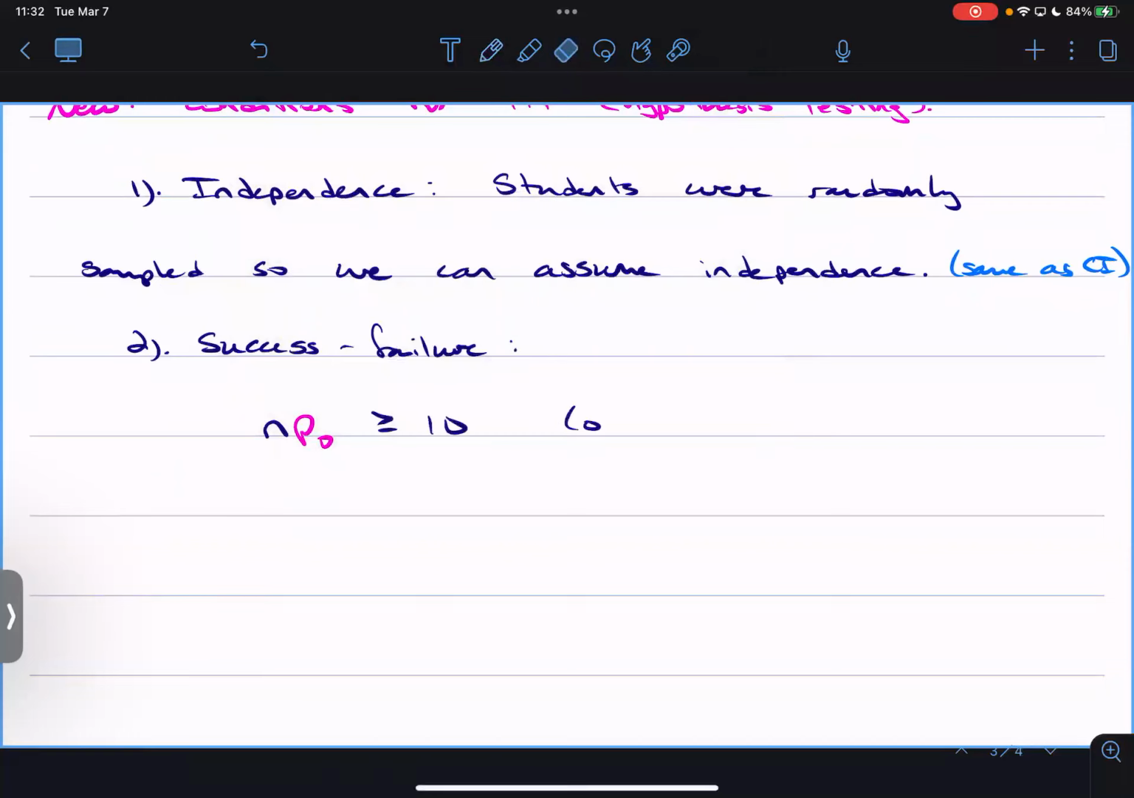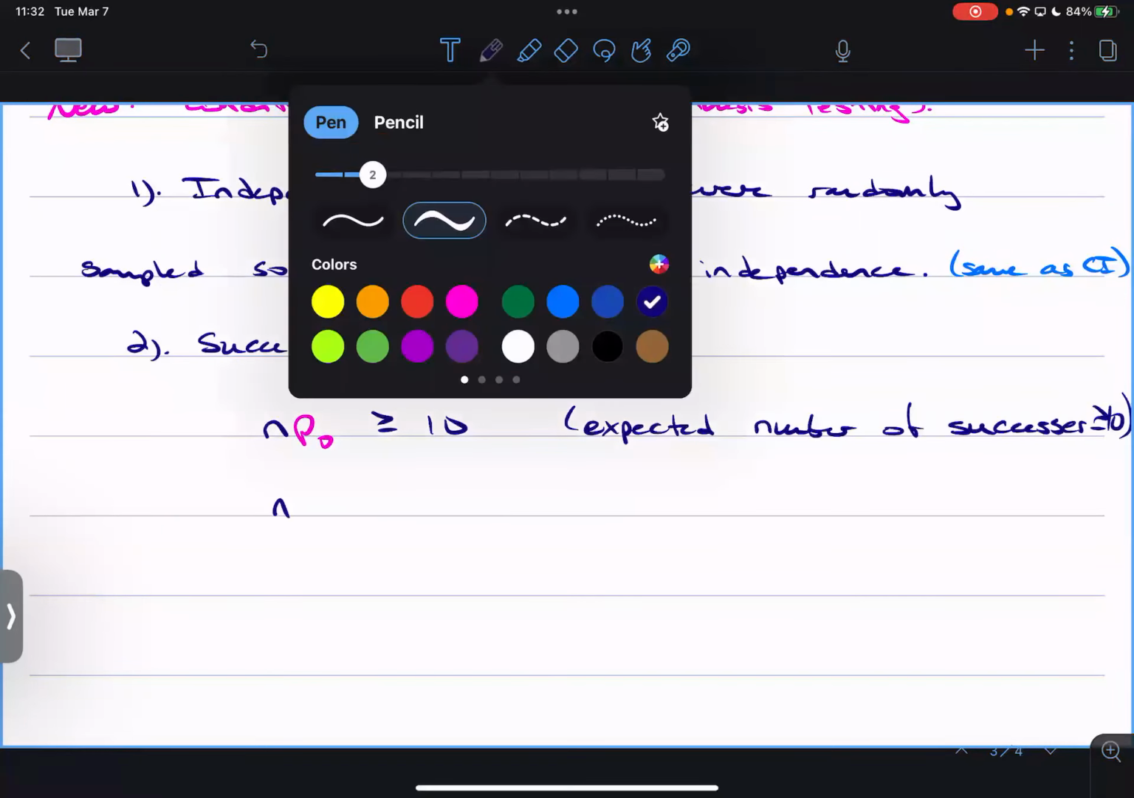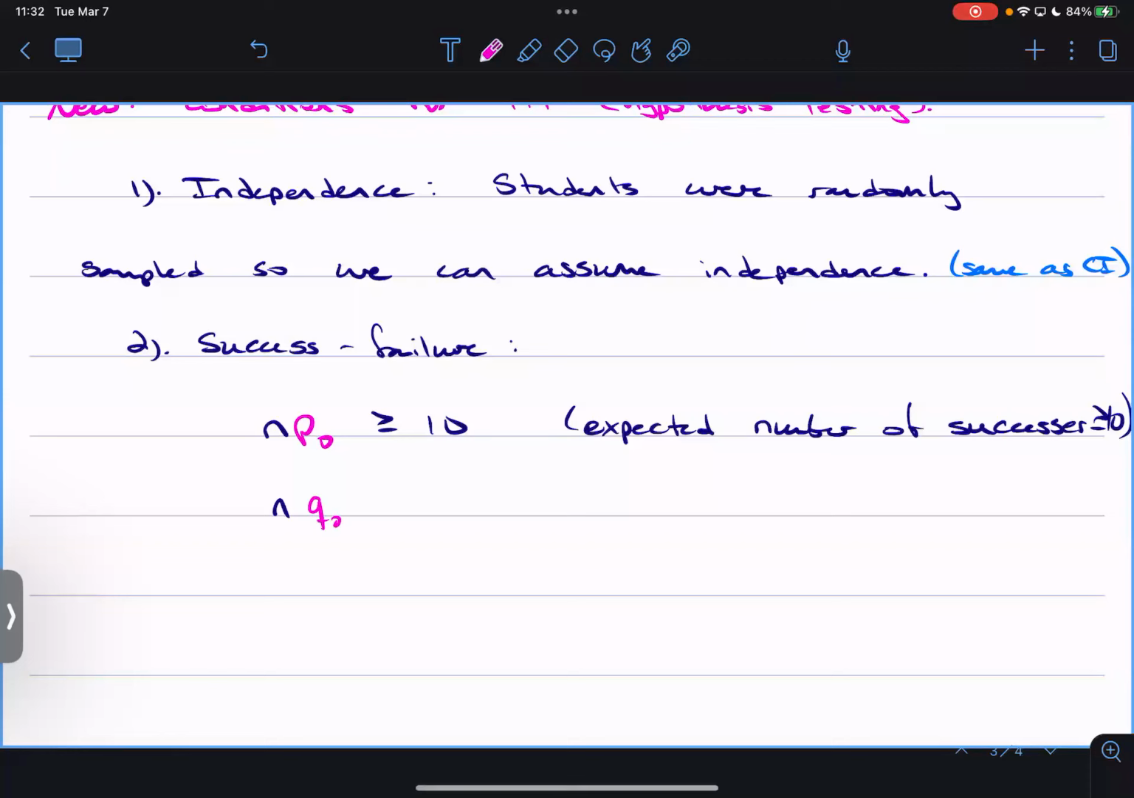So the expected number of successes greater than or equal to 10. And N also has to be greater than or equal to 10, which is the expected number of failures. It's greater than or equal to 10. Again, this will always be satisfied. It's just we have to check it.